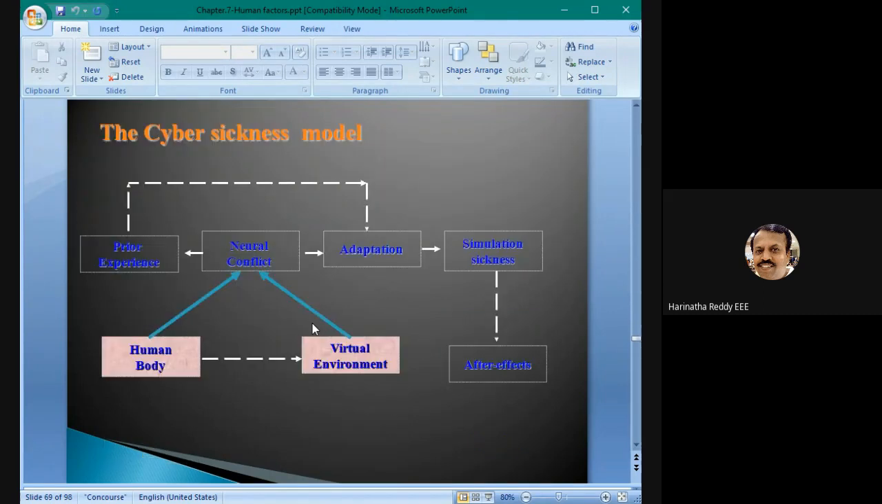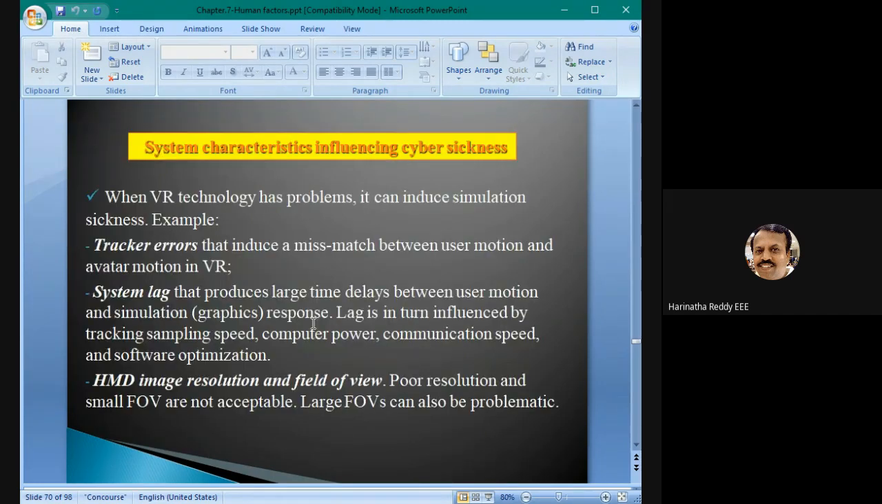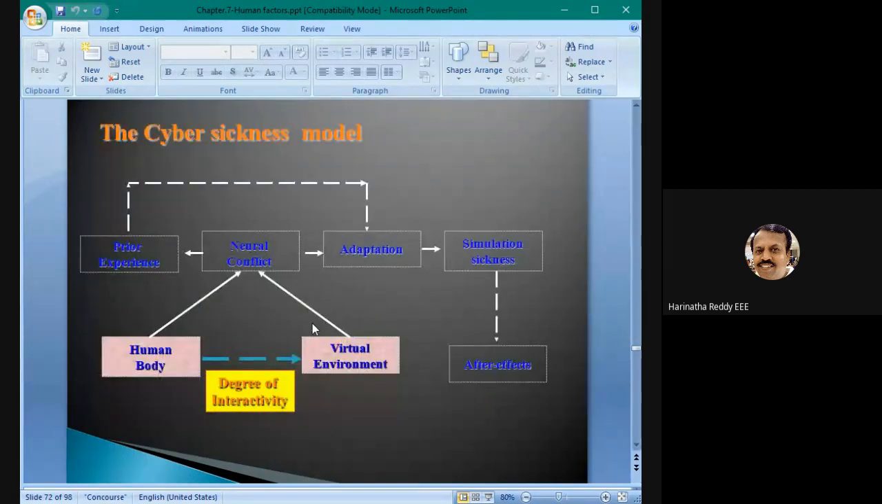In the first part of the cyber sickness model, we discussed system characteristics and user characteristics, and how they influence cyber sickness, or how they influence the user. These two things we have seen in the previous class.